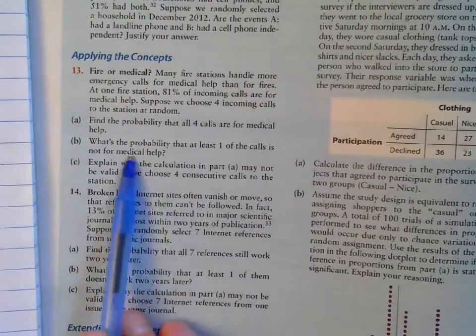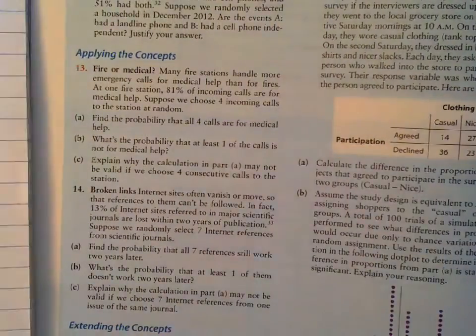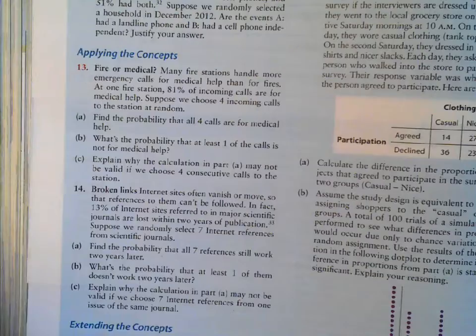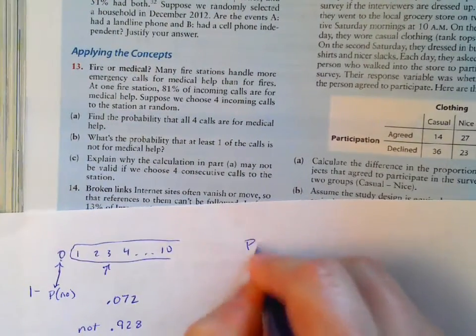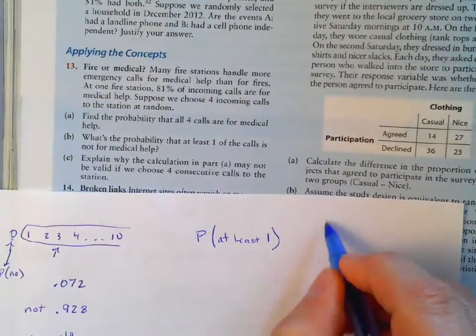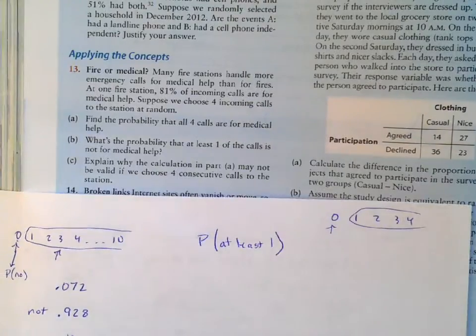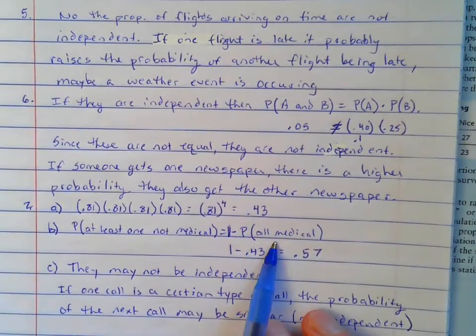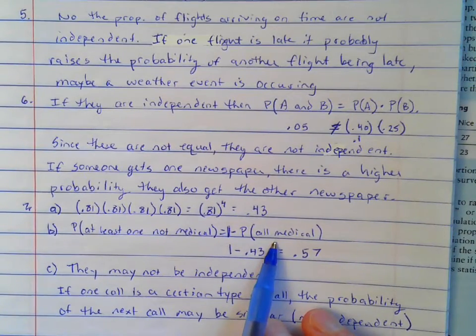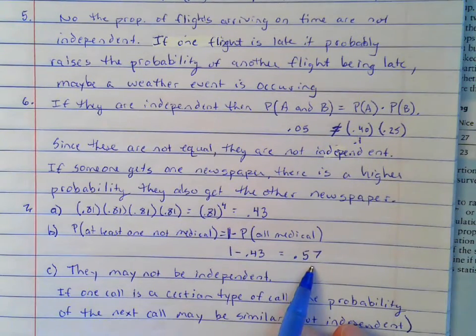Part B, what's the probability that at least one of the calls is not for medical help? If you think about probability at least 1, I could have 0 for medical help, 1, 2, 3, or 4. So for at least 1, I want to use the 1 minus method. The probability of at least 1 not for medical help would equal 1 minus the probability that all of them were medical help. All 4 for medical help was a 43% chance, so 1 minus that would be 57%.